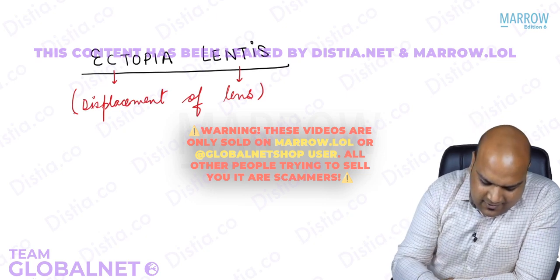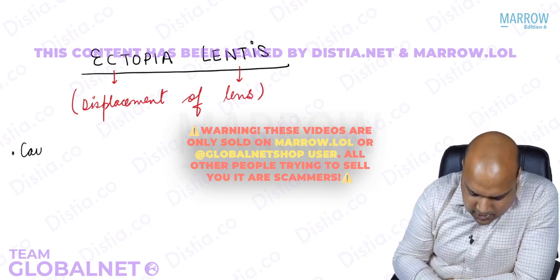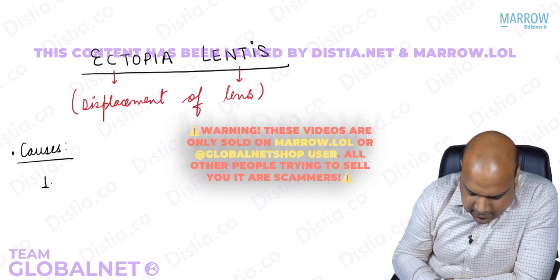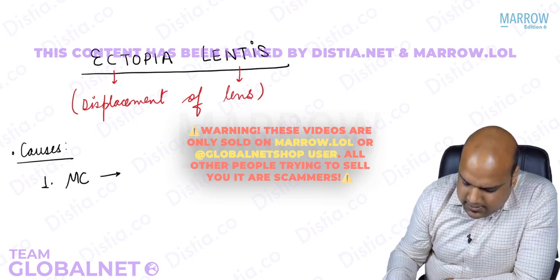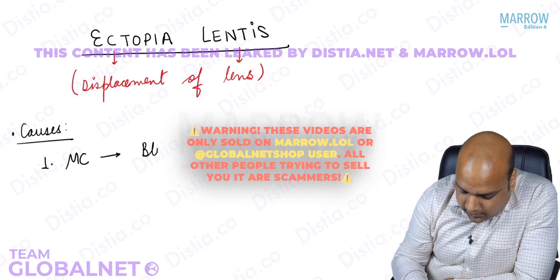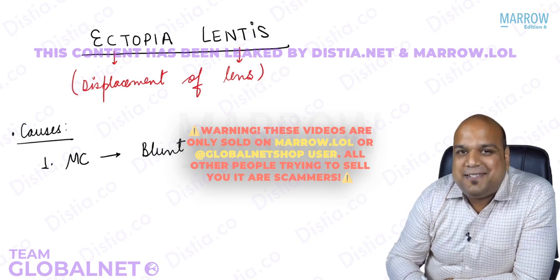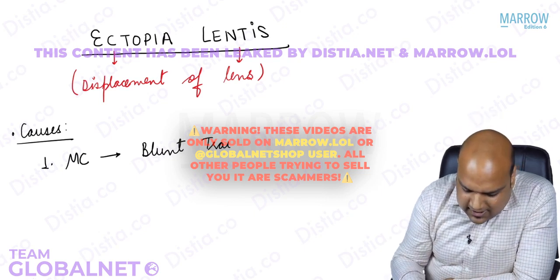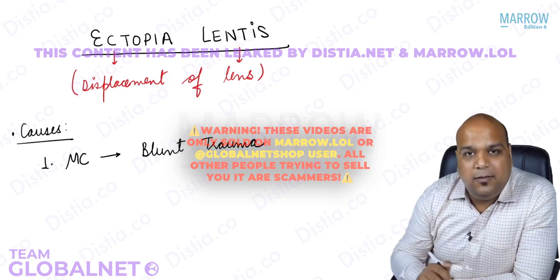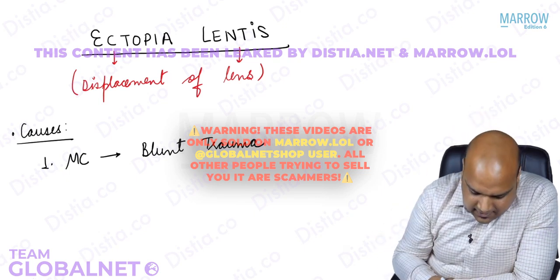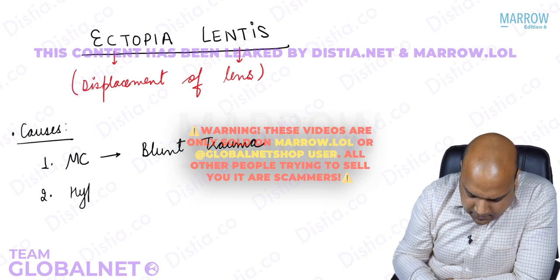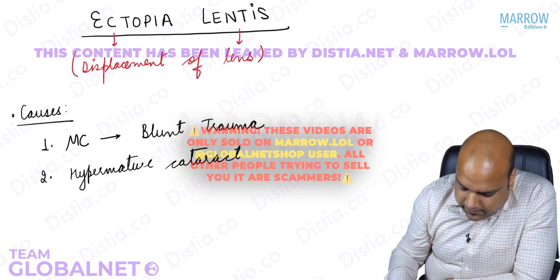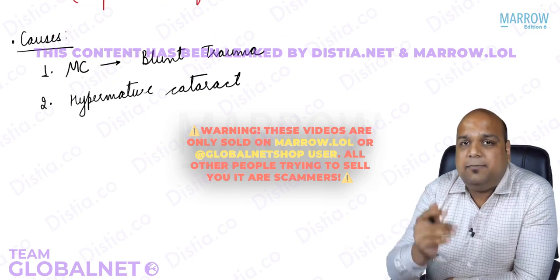Yes. Now, what we should know is what are the causes of ectopia lentis. Number one, what is the most common cause? So the most common cause is not Marfan syndrome. Yes, it is not Marfan syndrome, as a lot of students end up showing. I don't know why. The most common cause is blunt trauma. Okay. Ball, fist. Yes. Second important cause is hypermature cataract. Hypermature cataract. I hope you remember the stages of the cataract that we had discussed.